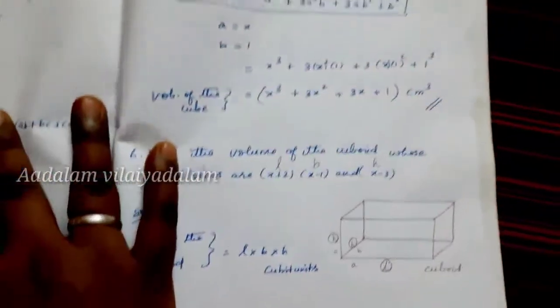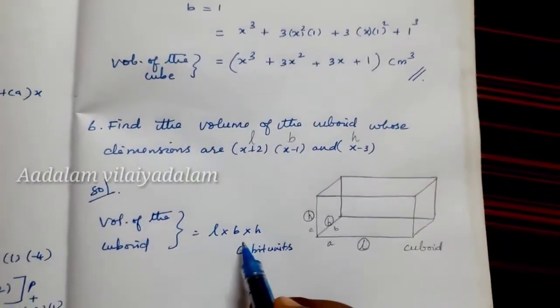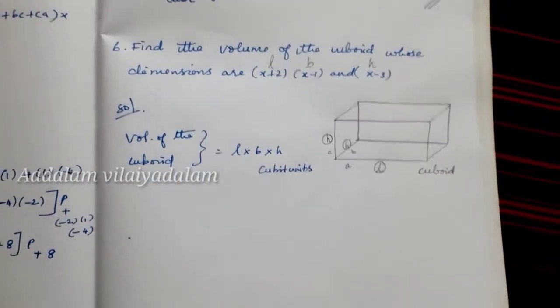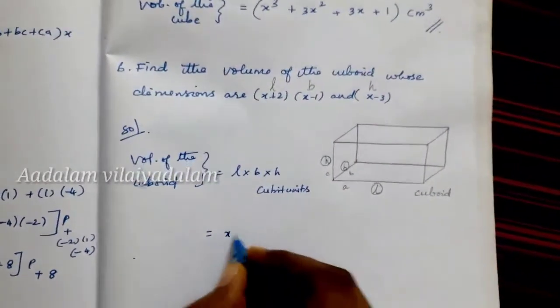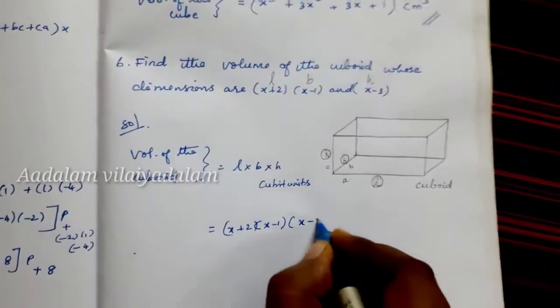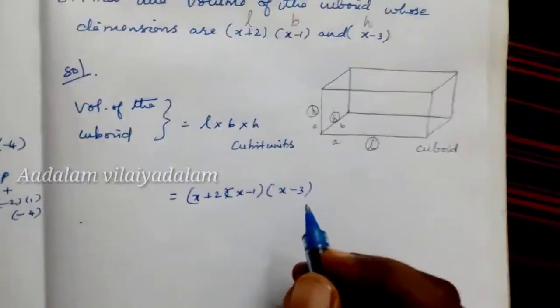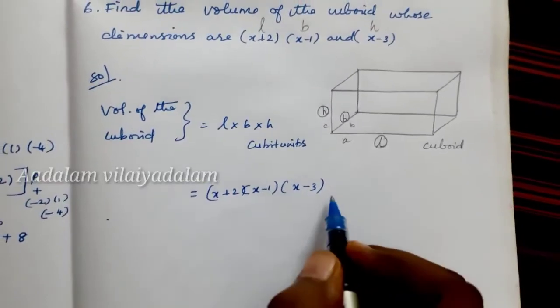So here also we can write a^3 cubic units, which we have already written. So L into B into H cubic units. Now let's write it in the multiplication form, that is (x + 2)(x - 1)(x - 3). So now look at this. Comparing this, we can find x + 2, x - 1, x - 3.